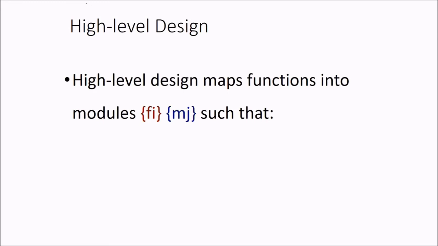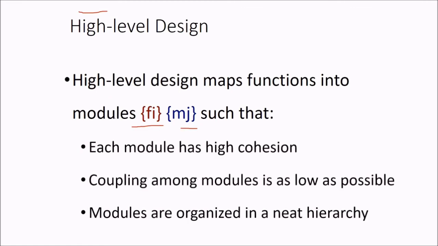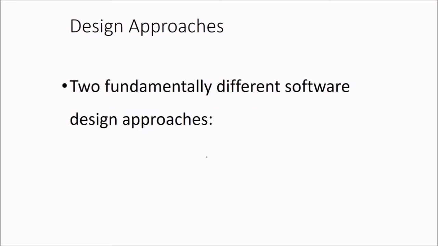So the high level design maps some functions into modules, which is this FI function and these other modules, such that each module has high cohesion. Coupling among these modules should be as little as possible, and there has to be a neat hierarchy. So modules need an organization into a neat hierarchy.